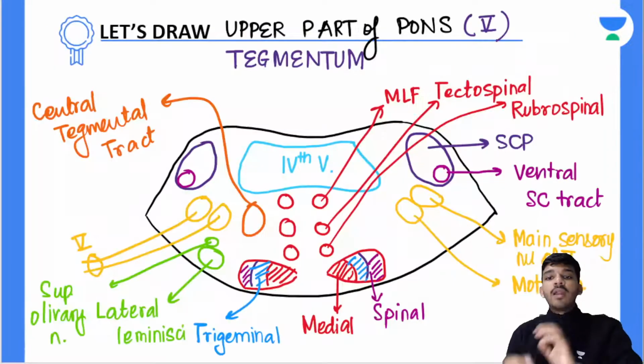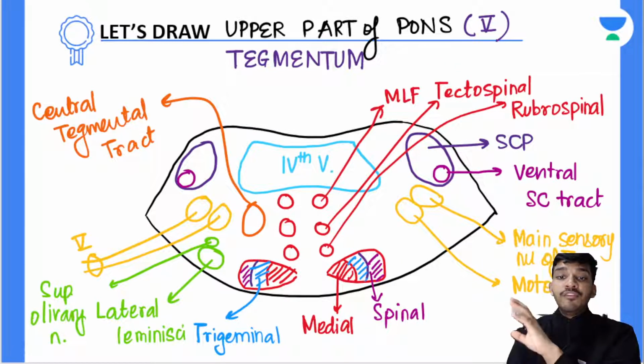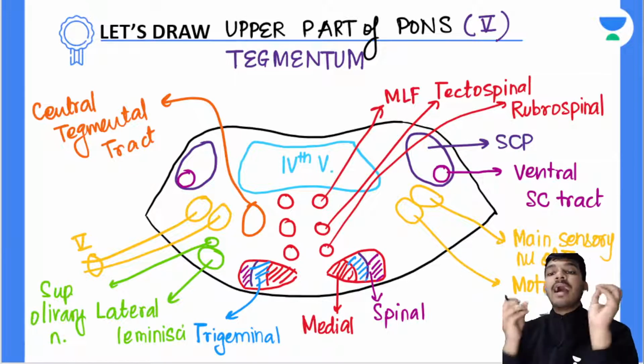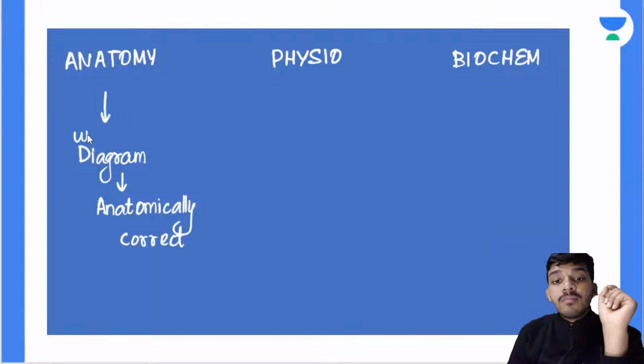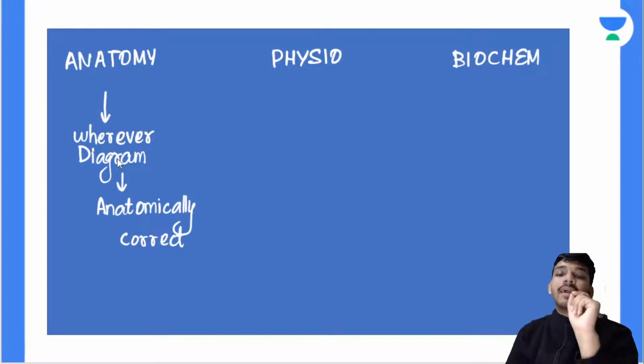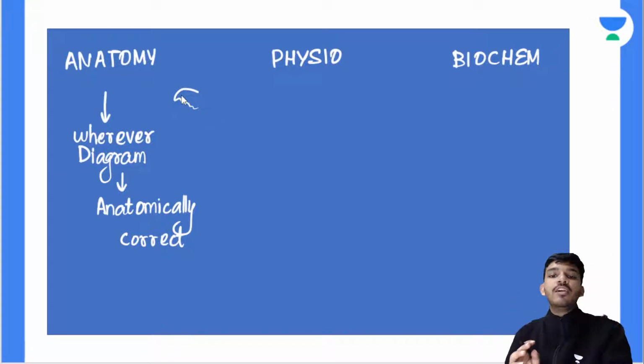Okay, if you are asked to explain the upper part of the pons and you write a paragraph, it does not convey anything. But if you draw this diagram, it tells you the entire structure of the upper part of the pons. So wherever possible, wherever required, even if it is not mentioned in the question, draw a small diagram. Even if you have some very little space, just draw it on the side so that it shows that you have clarity of concept.